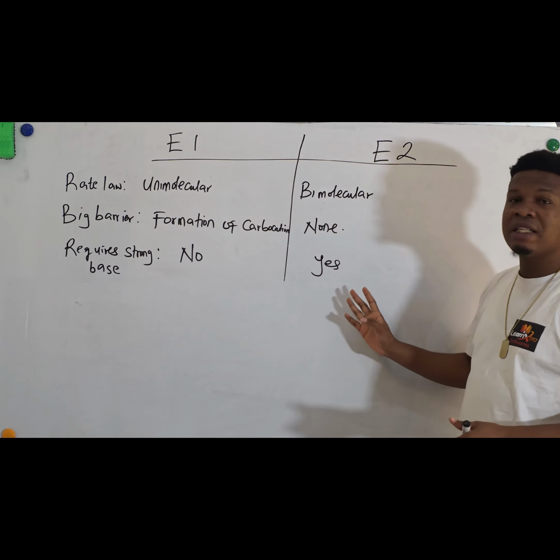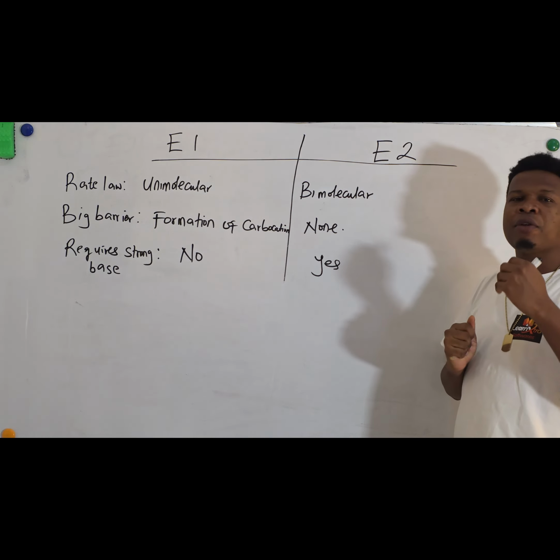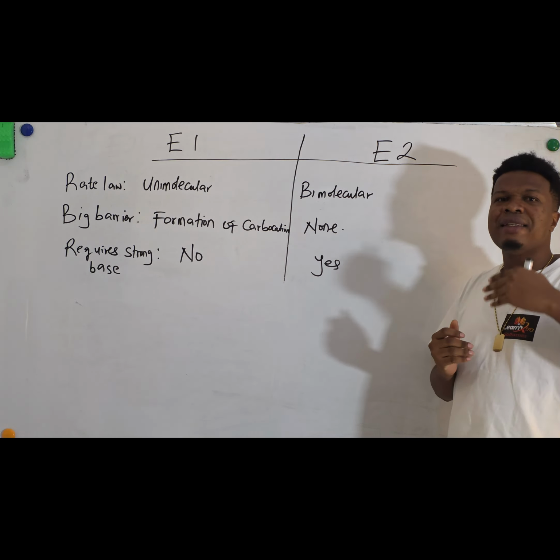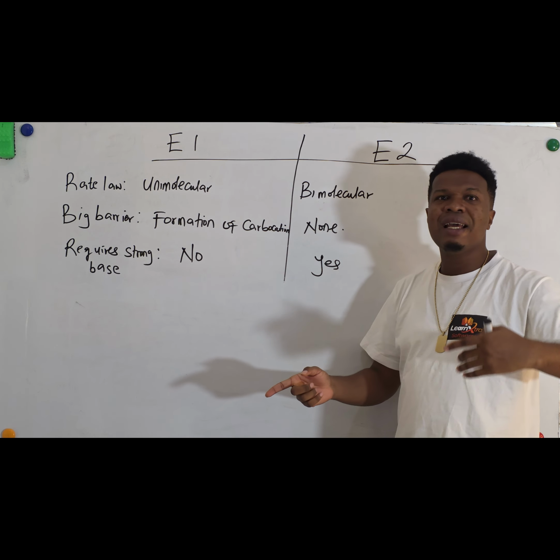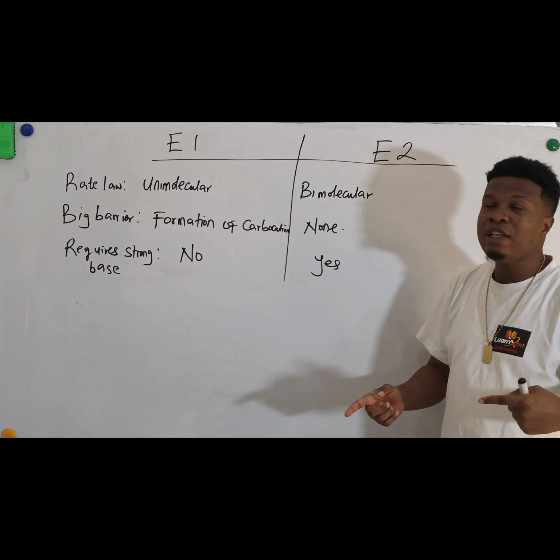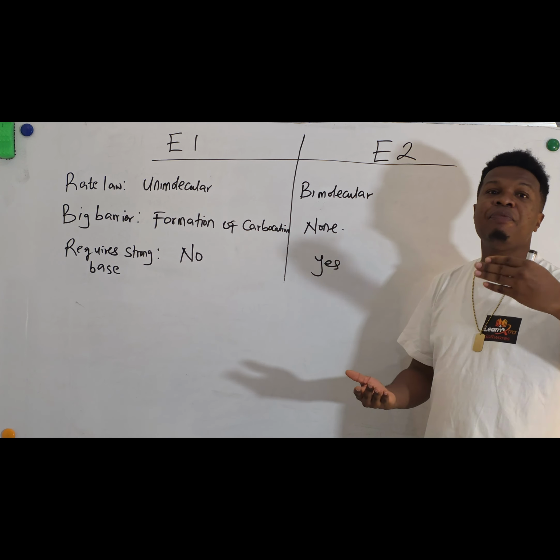But for the E2 mechanism, it is deprotonating, and at the same time, the leaving group is what? Is leaving. So as it is deprotonating, the base needs to be a strong base for it to deprotonate and then exit the leaving group. So the E2 mechanism requires a strong base, but the E1 mechanism doesn't require a strong base. So this is the core difference you can also look at.